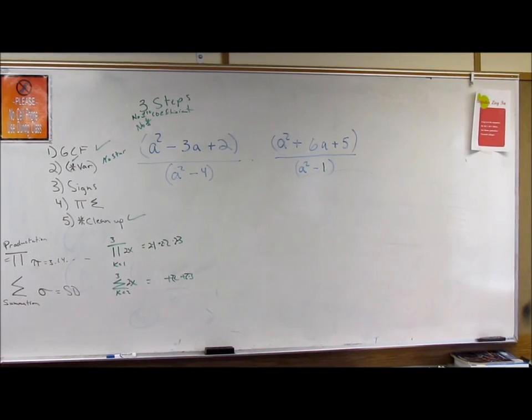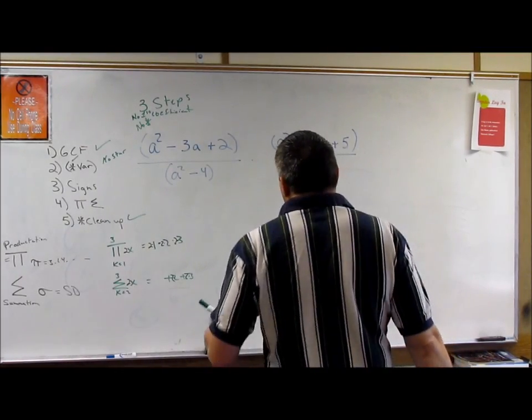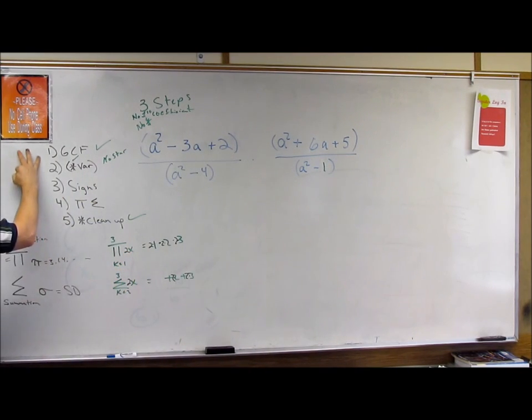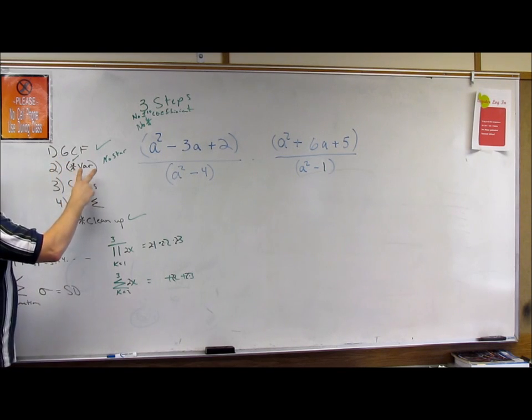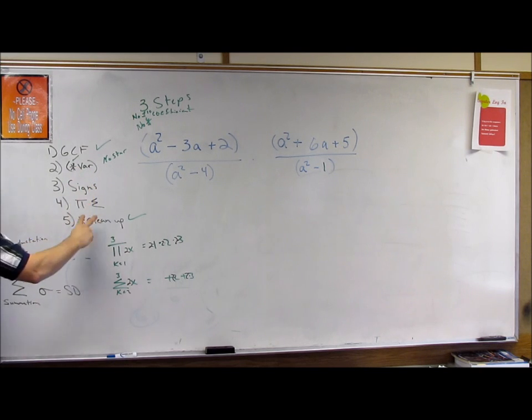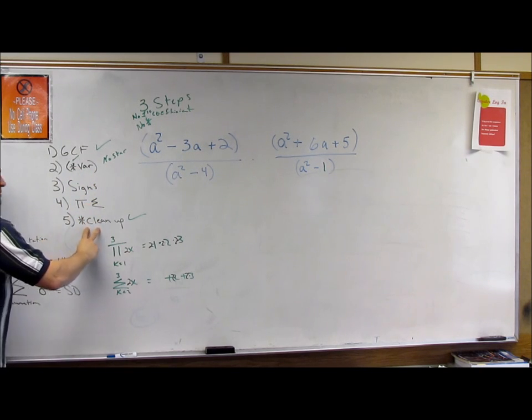Okay, so with this, I'm going to go over this again. We're going to do a 3-step method. It's still 5 steps, but I'm going to label this 3 steps on the YouTube. You still have your GCF, your parentheses and star variable, the signs, product and sum, and star cleanup.